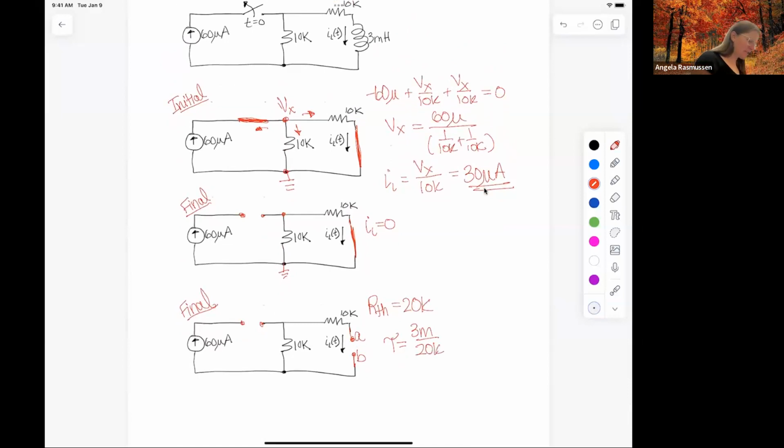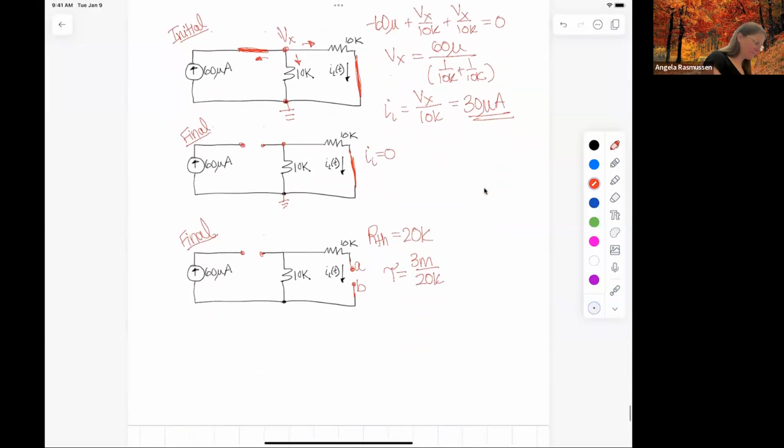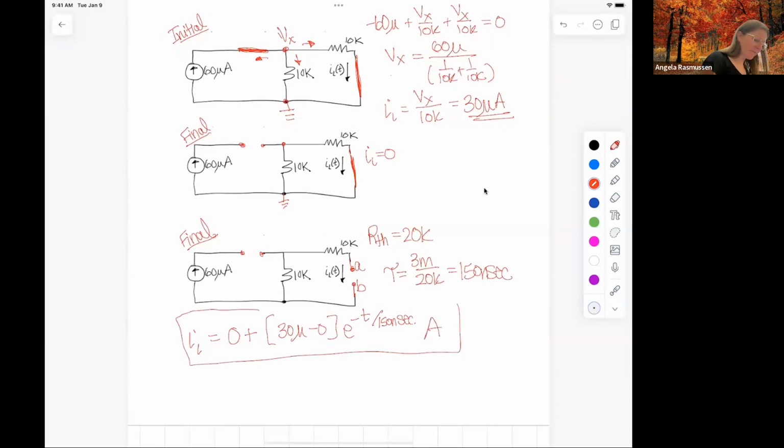And so my final equation for IL is going to be 0 plus 30 micro minus 0, e to the minus t over tau. I actually wrote this one out, 150 nanoseconds. And this again will be in amps. And there's my solution.